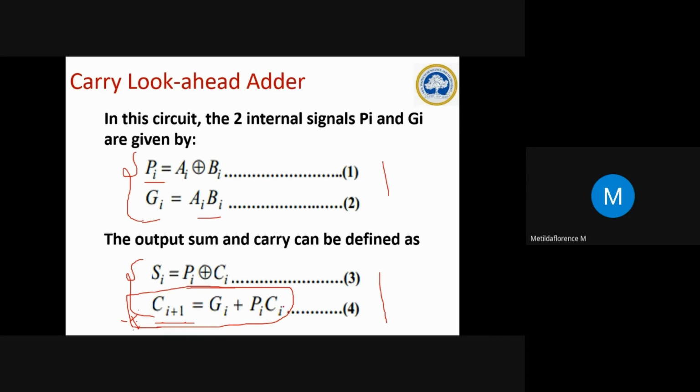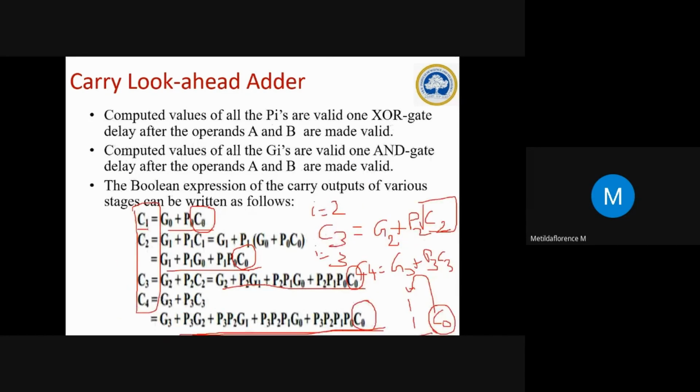Now what we have done here: first we applied I value 0, then we got G0 plus P0 C0, so we got the expression for C1. Then again for C2, when I value equal to 1, we got the C2 value. In the place of C1, we applied this. Like that, we have derived all the way to the C4 stage. Then what should be the next stage? We have to draw the diagram.